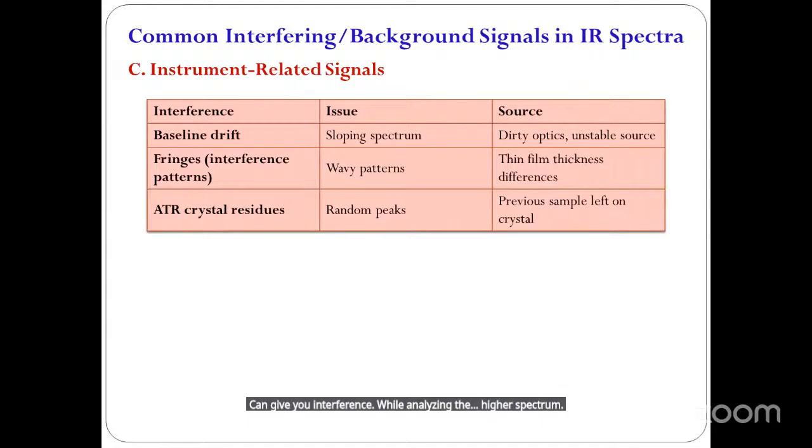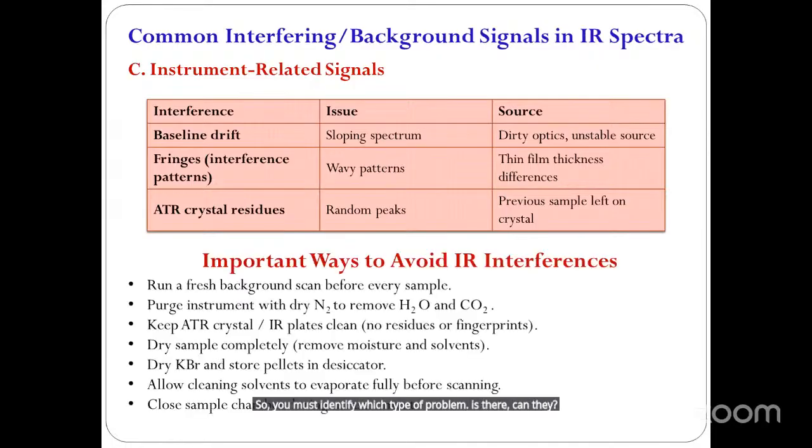Instrument related problems include baseline drift. You will not get a good spectrum; it will look very sloppy. You may get wavy patterns, and random peaks may occur. So you must identify which type of problem is there in the analysis. How will you avoid all these things? You have to run a fresh background scan before analyzing the sample.